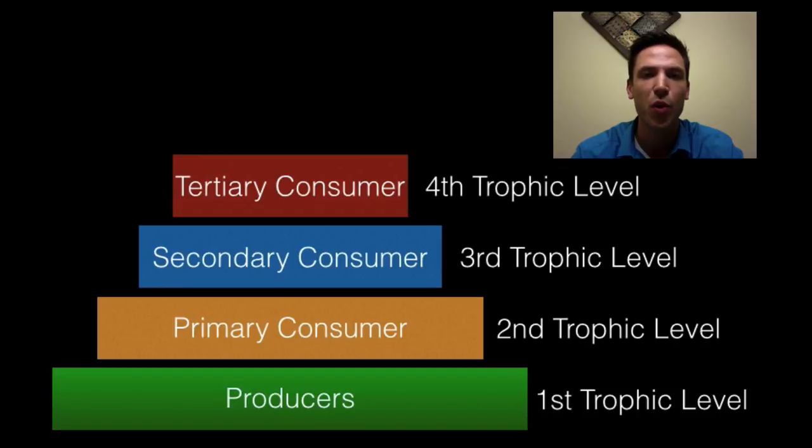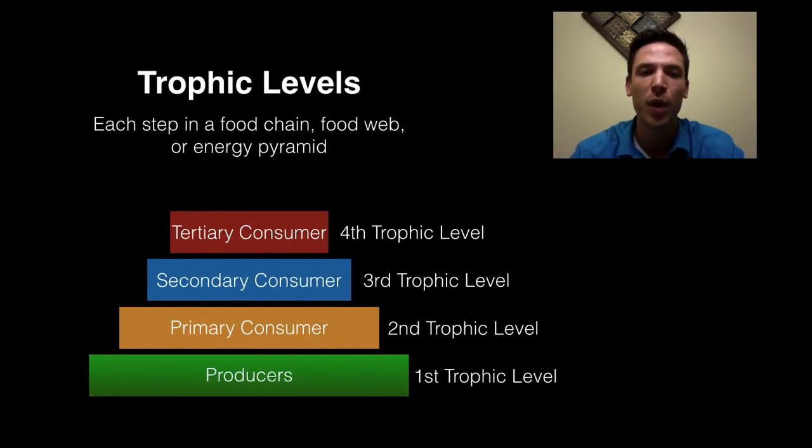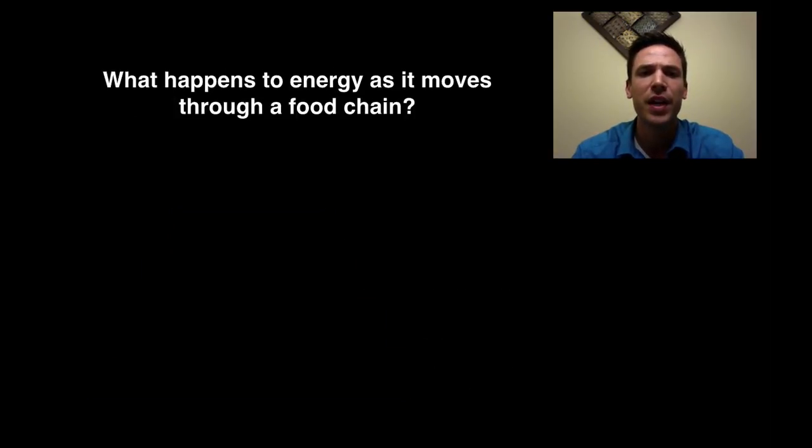So in other words, all that a trophic level is, when you hear this term from here on out, is each step in a food chain, a food web, or an energy pyramid. So what happens to energy then as it moves through a food chain? As it goes from trophic level to trophic level, what's happening to that energy?